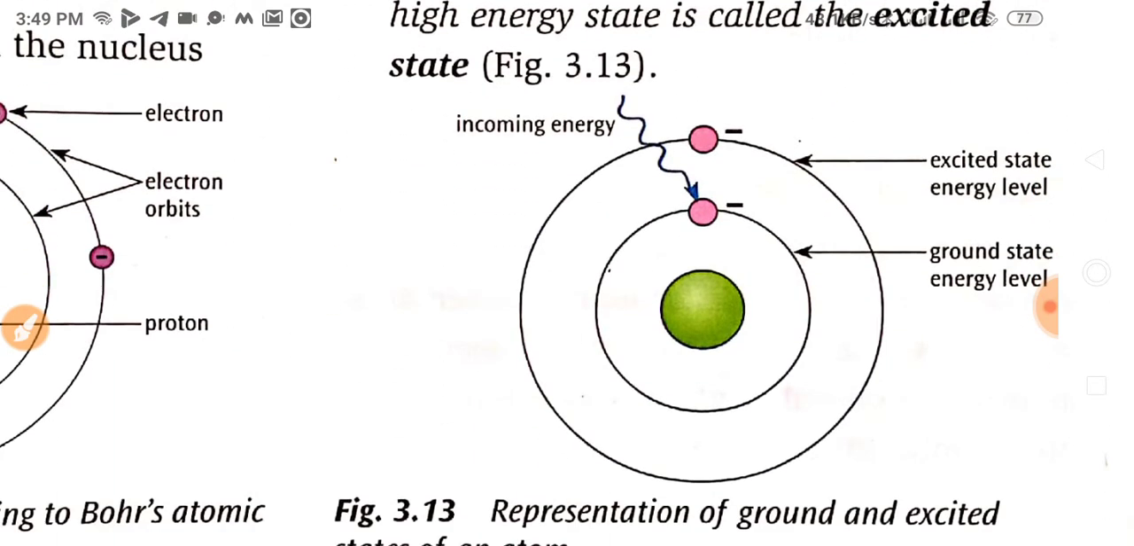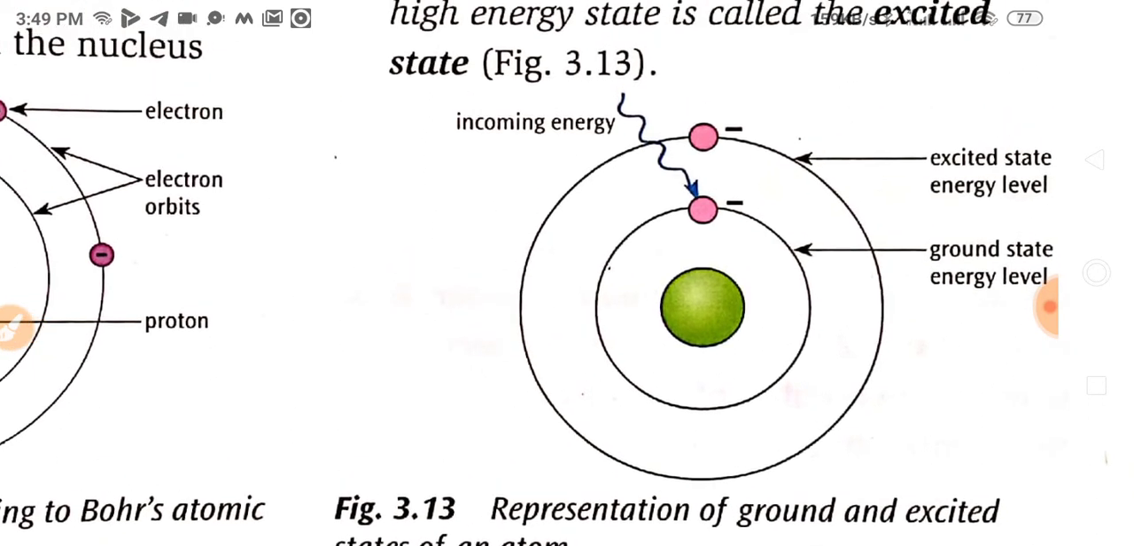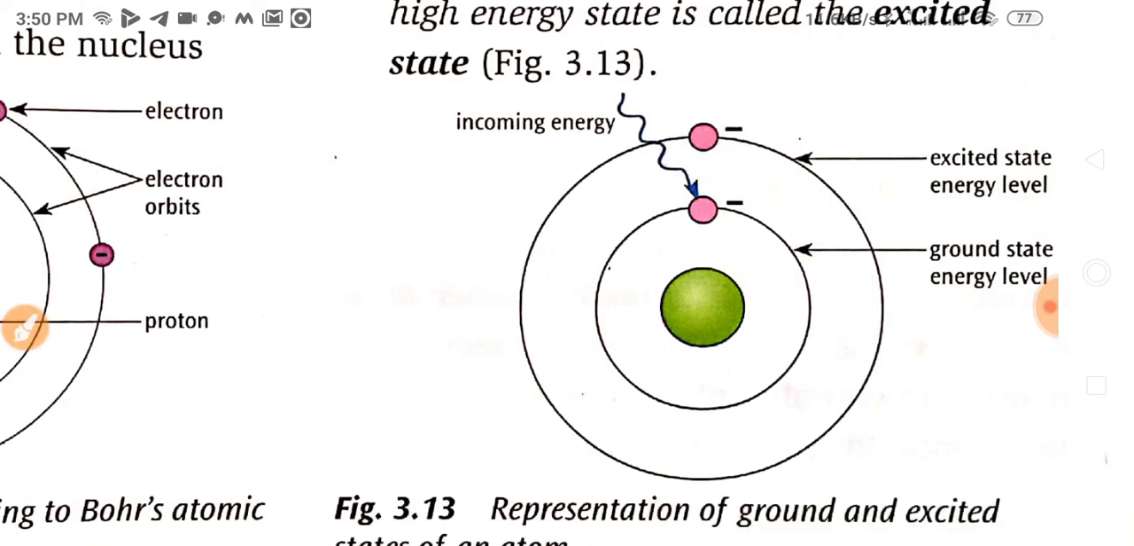You can see here a representation of the ground state and excited state of an atom. Suppose this is the nucleus and electrons revolve around it, and this is its ground energy level. Then as it gets energy, it goes to the next shell. So it becomes excited. This is called the excited energy level.